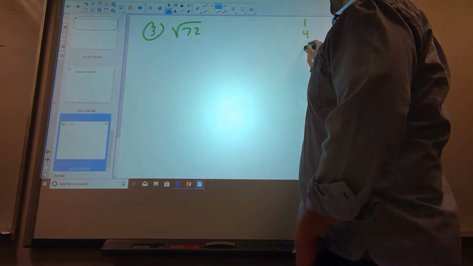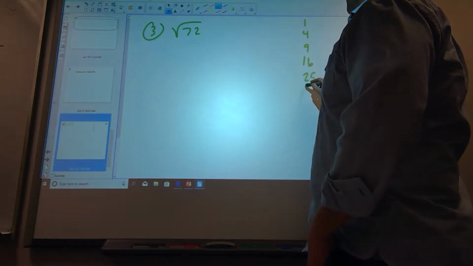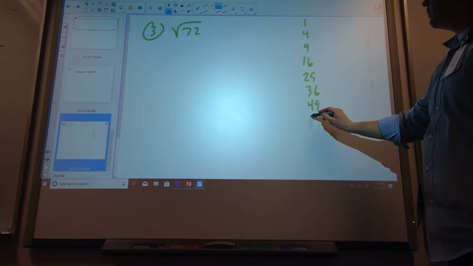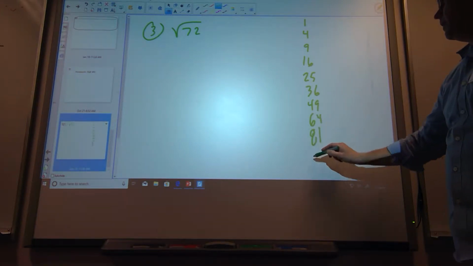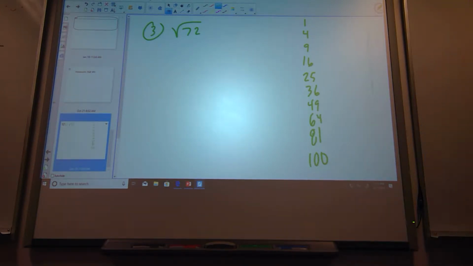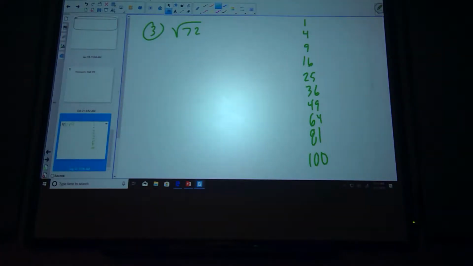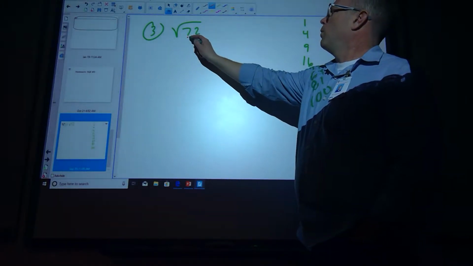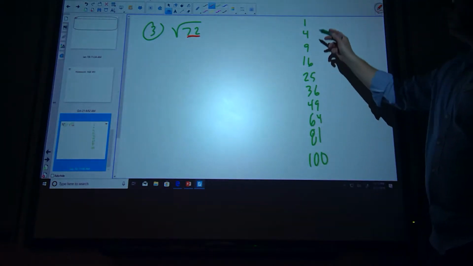So I got 1, 4, 9, 16, 25, 36, 49, 64, 81, and 100. So that's our first 10 perfect squares. Does everyone feel comfortable how I get those? If you don't have them memorized, just realize you either go 1 times 1, or you go 2 times 2, or you go 3 times 3, 4 times 4, 5 times 5, so on and so forth. Cool? So what we're going to do is we want to sit there and figure out what number of these would work.